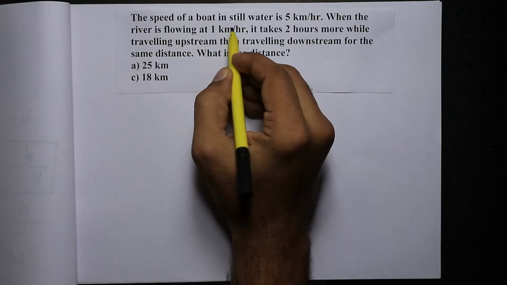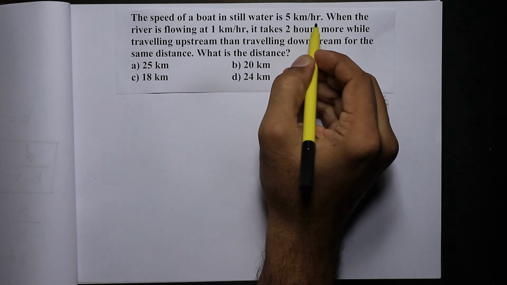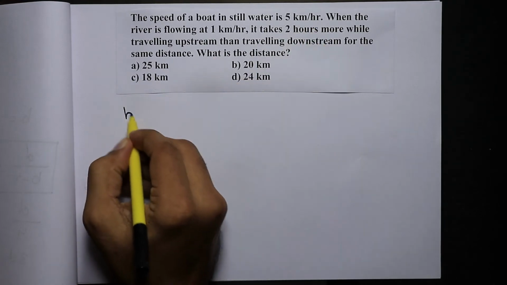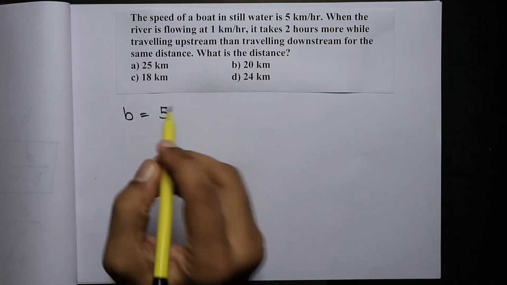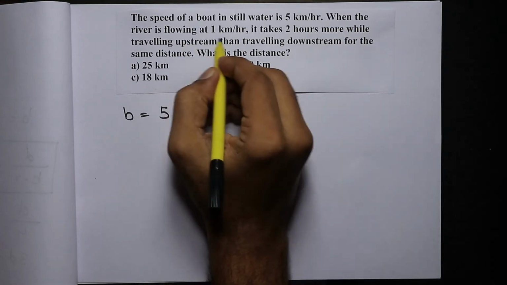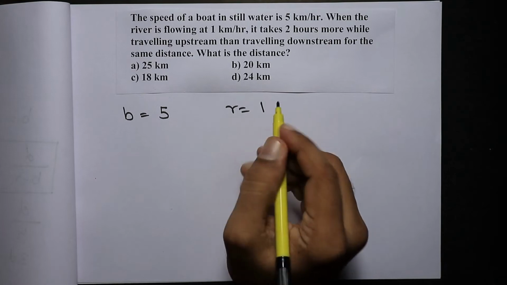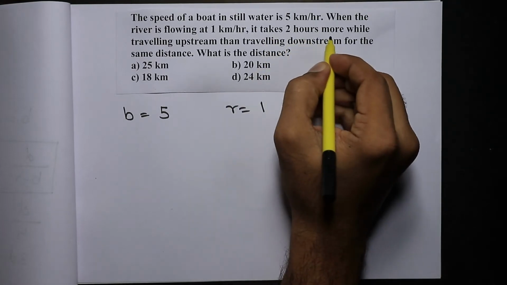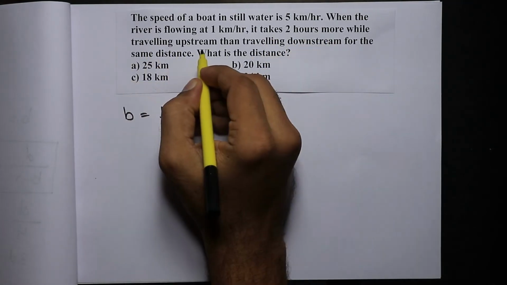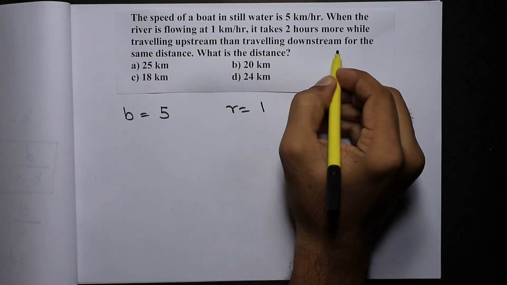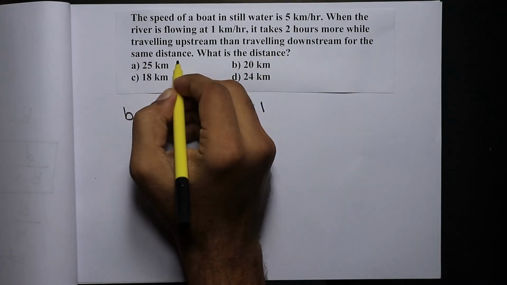The speed of a boat in still water is 5 kilometers per hour. So B is equal to 5. When the river is flowing at 1 kilometer per hour, so R is equal to 1. It takes 2 hours more while traveling upstream than traveling downstream for the same distance.